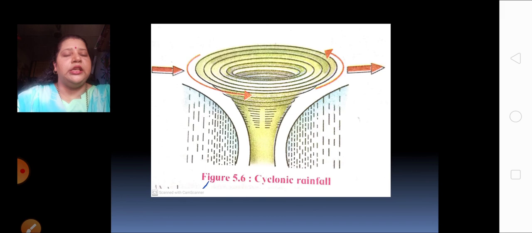Children, you can see this picture of cyclonic rainfall. You can see how the wind is blowing. First of all, it is going upwards, and that also in a circular manner.